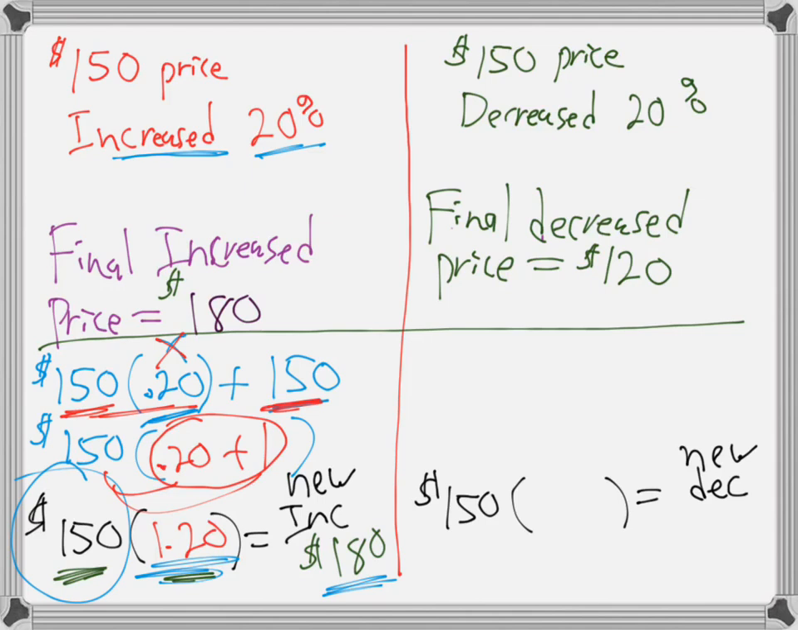Does that make sense? So increasing a price by 20%, you can do it the long way, multiply by 0.20 and then add 150. Or instead of multiplying by 0.20, what would save you work and make it one step is just throw a 1 in front of that. Does that make sense?